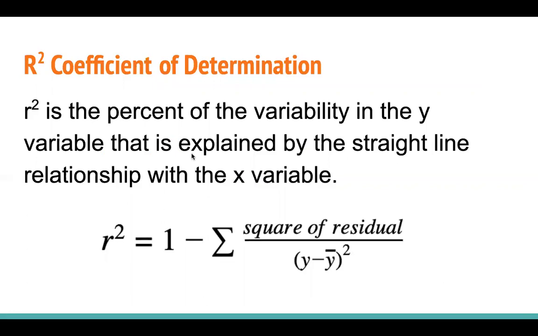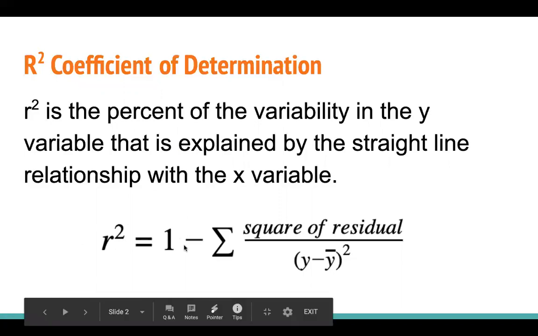So R squared is the percent of variability in the Y variable that is explained by the straight line relationship with the X variable. We'll often leave this straight line part out, but you'll pretty much have this cookie cutter frame of a sentence, and this is how you will interpret R squared when you're asked in context.